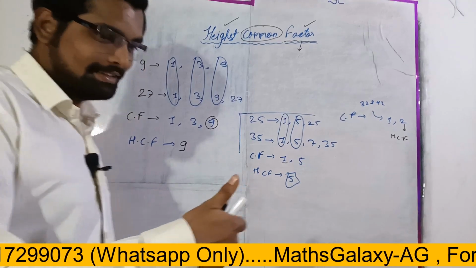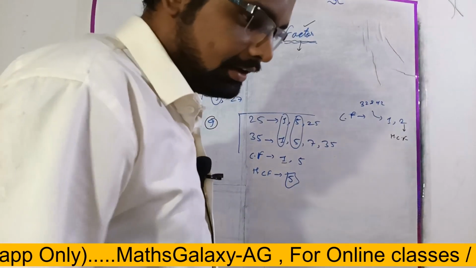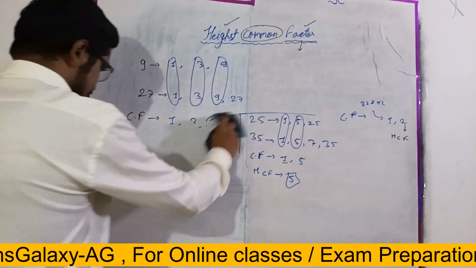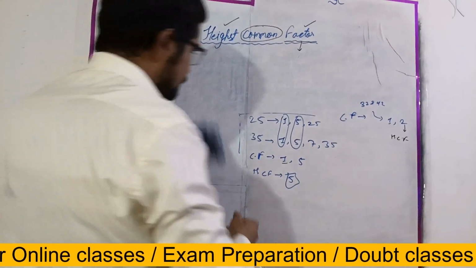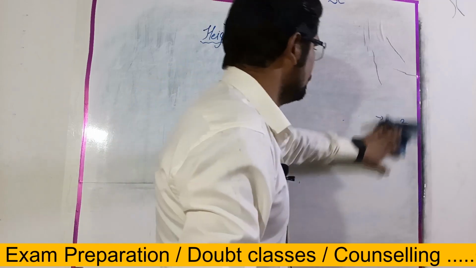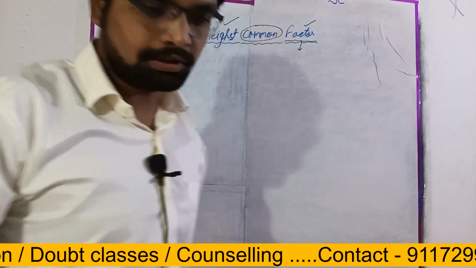If you want to note it down, you can. The concept of why we didn't find the lowest common factor. Is it clear? Any doubt till here? No. Now you can find the highest common factor for any number.